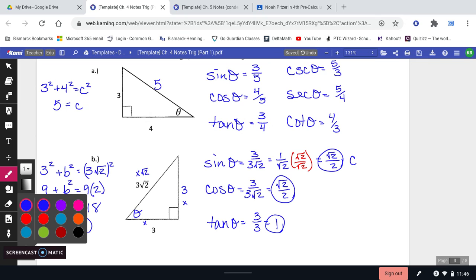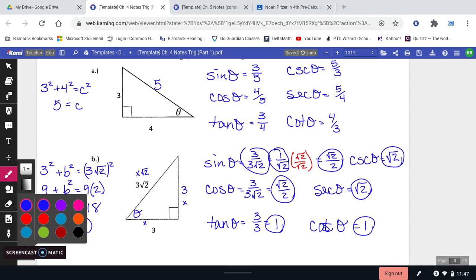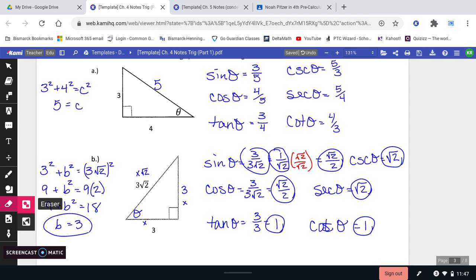Okay, so your reciprocal functions, cosecant is the reciprocal of sine. Now I would use this one to be my reciprocal, because if I flip that one, or even my original statement, I could flip it and then reduce the 3's. You'll have √2 over 1, or just square root of 2. Secant will do the same thing. It'll be square root of 2, and then cotangent, reciprocal of tangent, that will be 1 again.